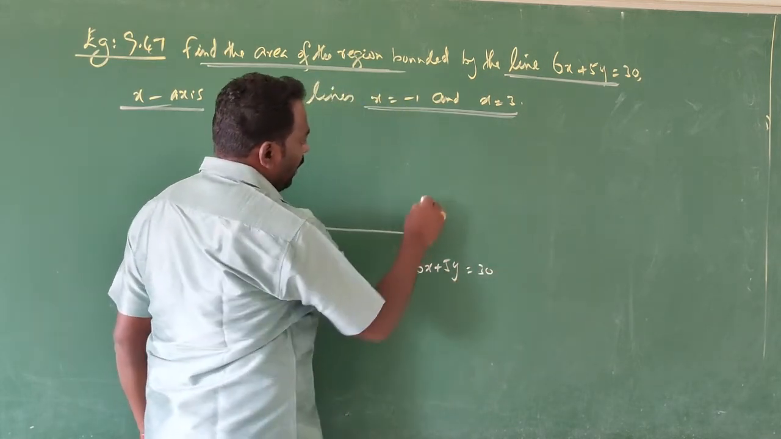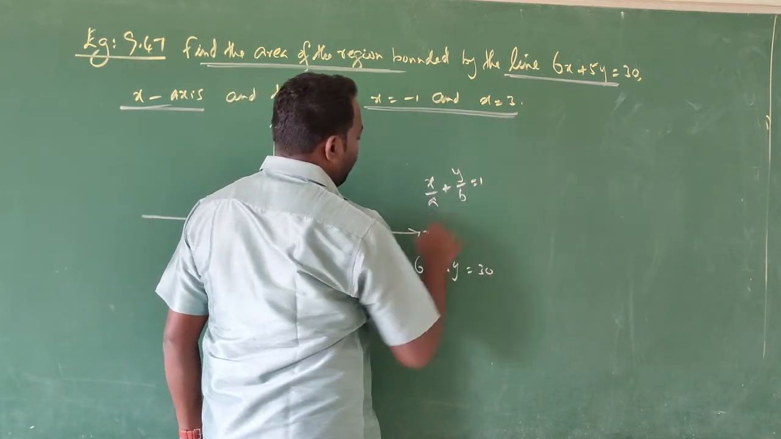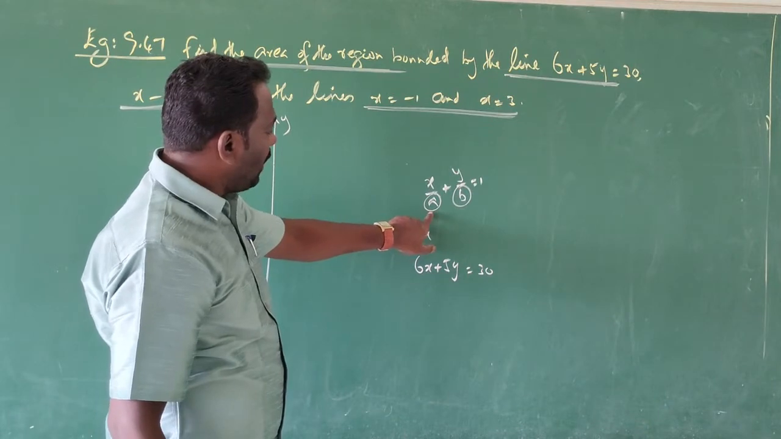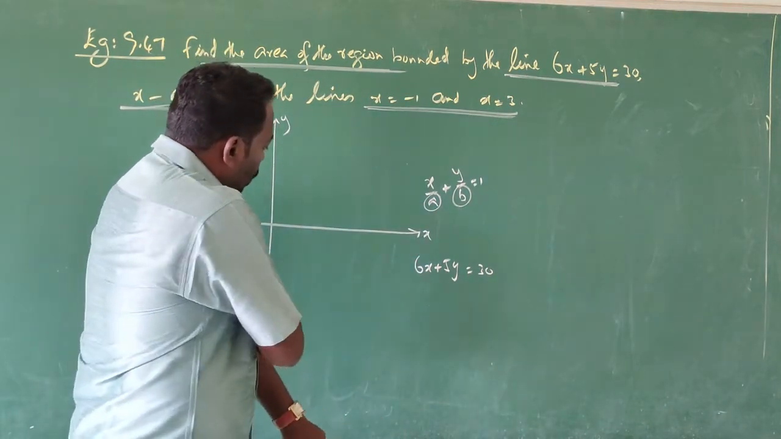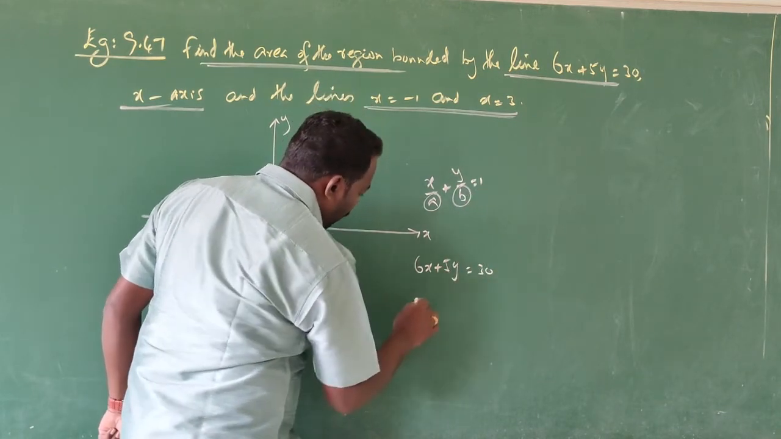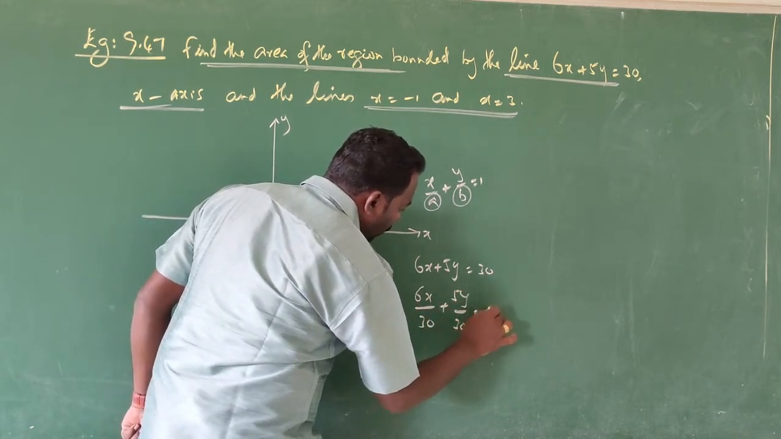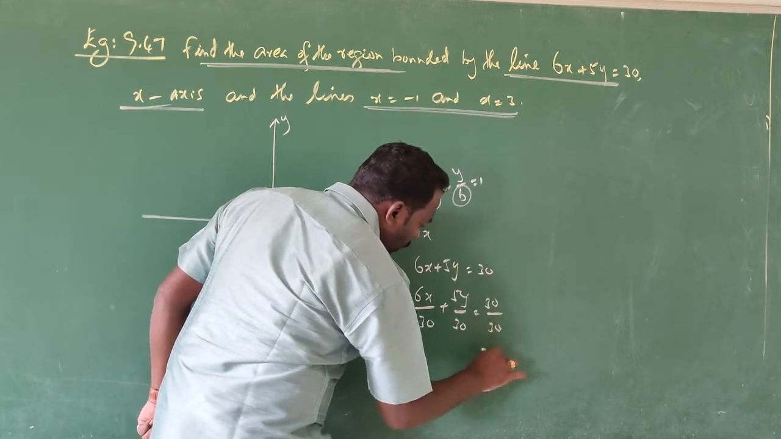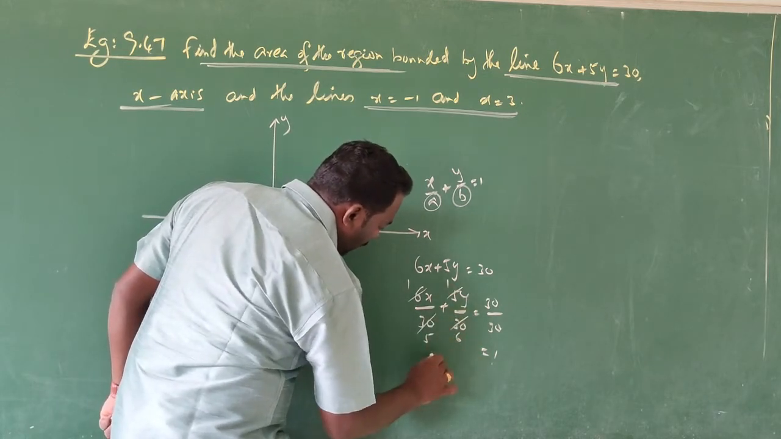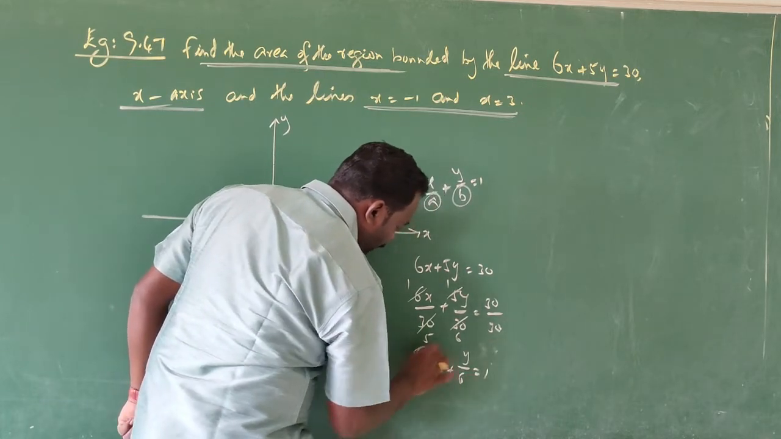This equation we convert to intercept form, x by a plus y by b equal to 1. Here a is called the x intercept, b is called the y intercept. Now divide by 30, then we get the right side equal to 1. Therefore 6x by 30 plus 5y by 30 is equal to 30 by 30, that is equal to 1. Cancel 6 times 5 and 5 times 6. Therefore x by 5 plus y by 6 is equal to 1.